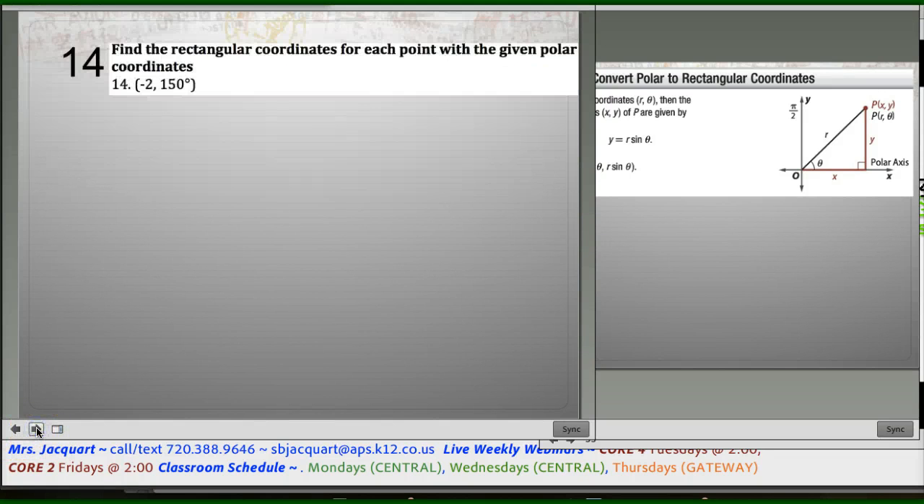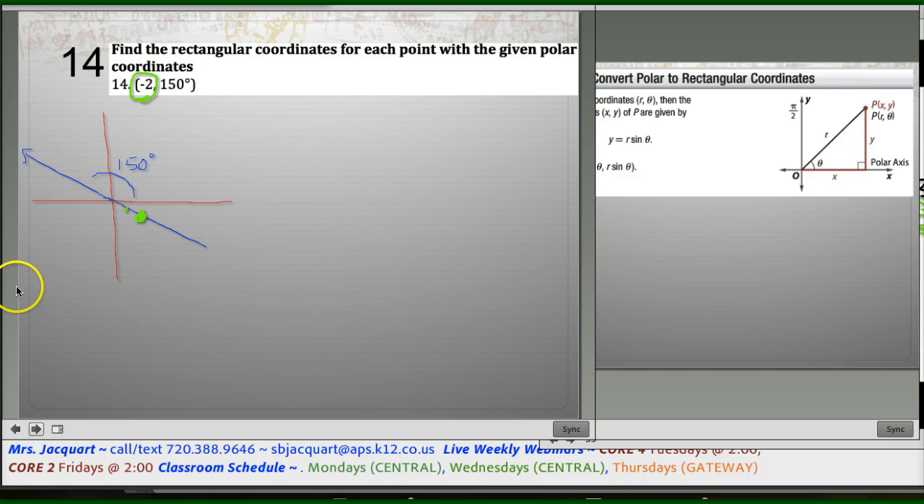Okay, so cool. Find the rectangular coordinates for each point with the given polar coordinates. So just real quick, let's go ahead and graph what we have. We're going to go 150 degrees. This is 150 degrees. 150 degrees actually extends that way in the negative direction. Make that bigger. So then what we need to do is go -2 on the negative, or in the 150. So then there's our point.